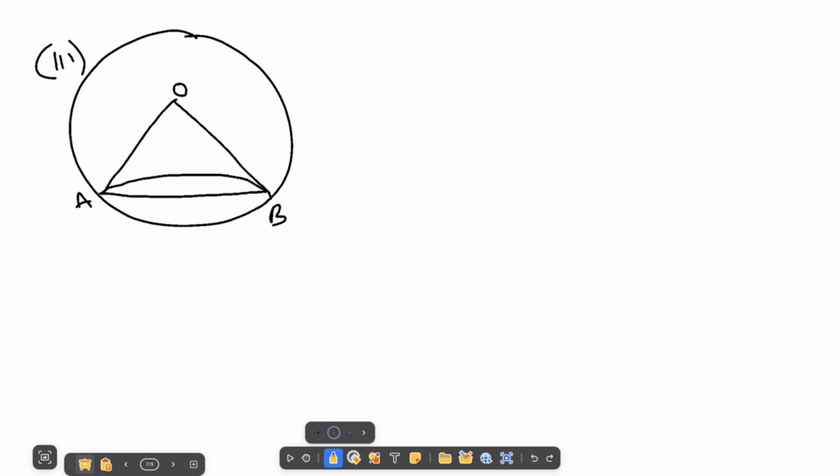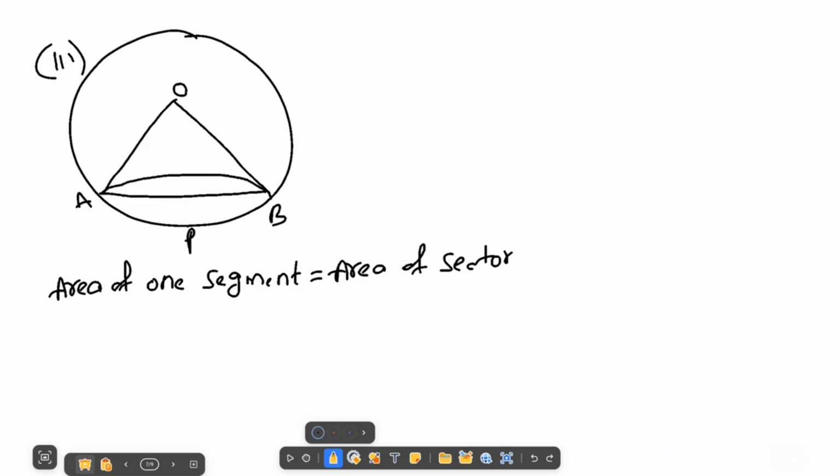So what is the area of one segment? First of all, let's find it. How do you get the area of one segment? Let us think this is the area of one segment. You know that the area of one segment equals sector area minus triangle area. So the area of one segment equals the area of sector OAPB minus the area of equilateral triangle OAB.